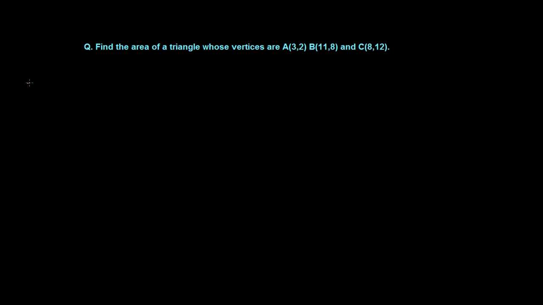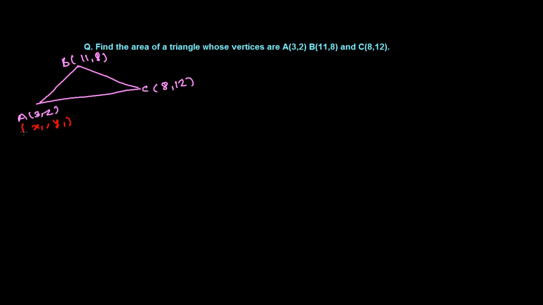Alright, let me write here our triangle. Suppose this is our triangle, and this is A, which is (3, 2), and this is B, which is (11, 8), and this is C, which is (8, 12). I'm just supposing this is our x1, y1, and this will be working as x2, y2, and I suppose this is working as x3, y3.